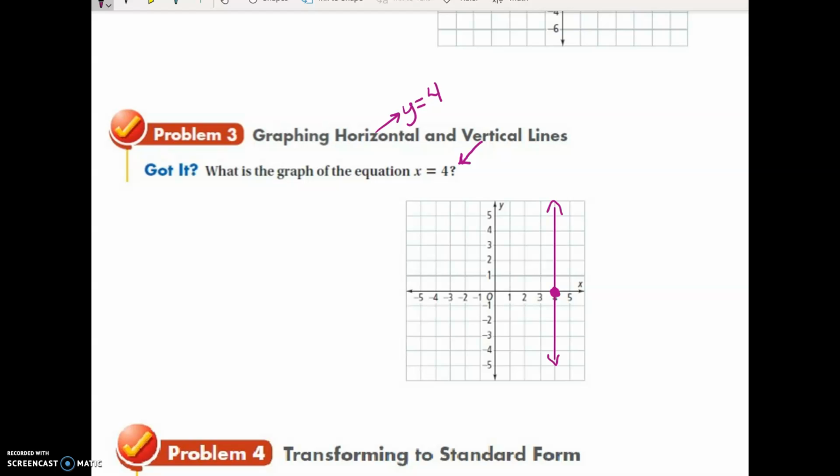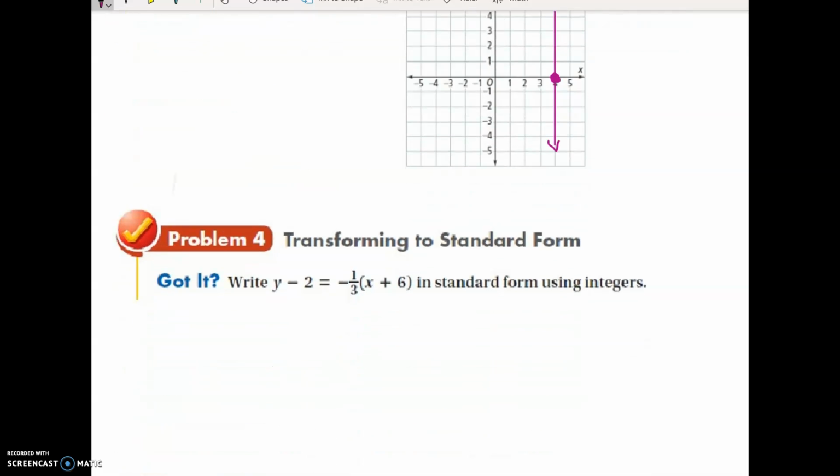One thing to mention, that when you have a vertical line, remember we say that the slope is undefined because you would have 0 in the denominator of your ratio. And for horizontal lines, we know that the slope is always going to be 0 because there's 0 in the numerator of the ratio. So just something to keep in mind there for later.